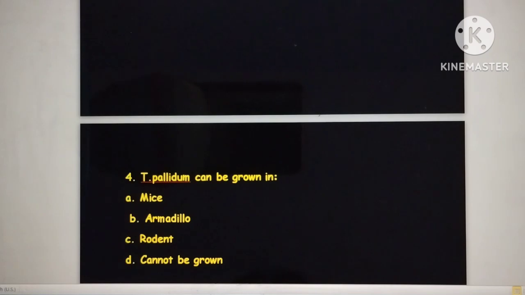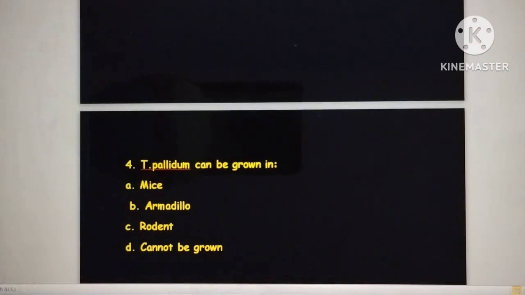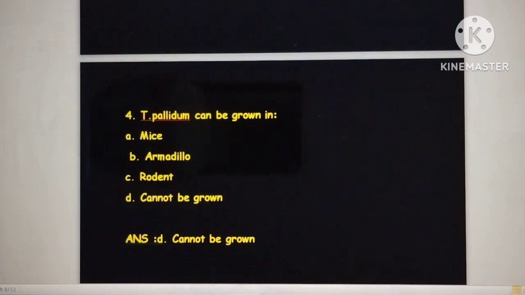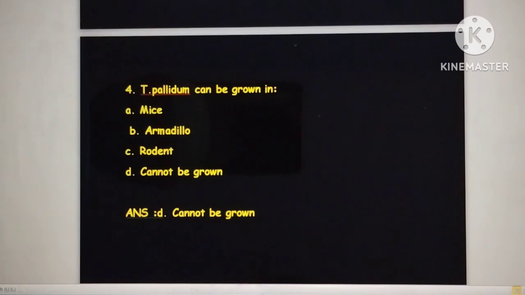Treponema pallidum can be grown in mice, armadillo, rodent, or cannot be grown. So it cannot be grown. Others such as the armadillo, the nine-banded armadillo, are mainly for Mycobacterium leprae, that you know, I think, right?